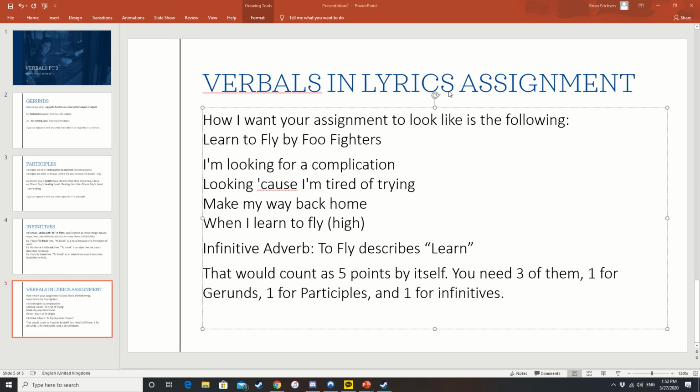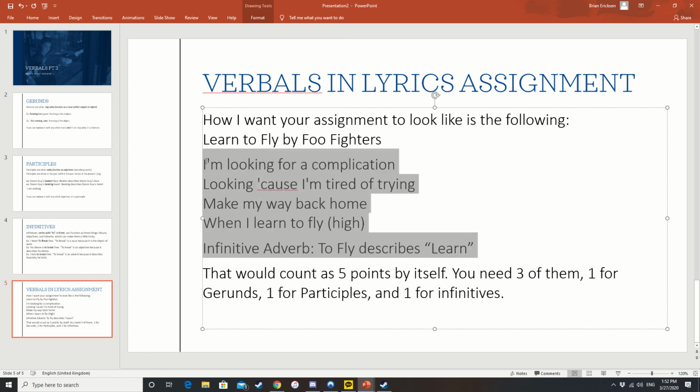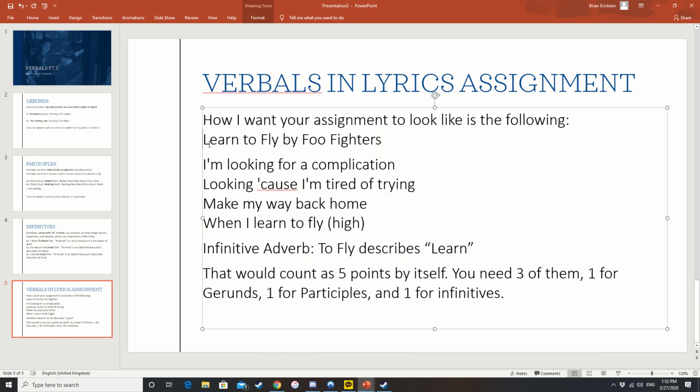So for that verbals and lyrics assignment, this is how I wanted everything to look. We have the song title, we have the artist, we have a short group of lyrics, not the entire song, not just one line, but the group. Okay? And then what am I looking at? Infinitive adverb, to fly, because it describes learn. And that's all I wanted. That would have been 5 points, and then I would have needed to do 2 more. I would have needed to do a gerund and a participle. That's all I wanted there.